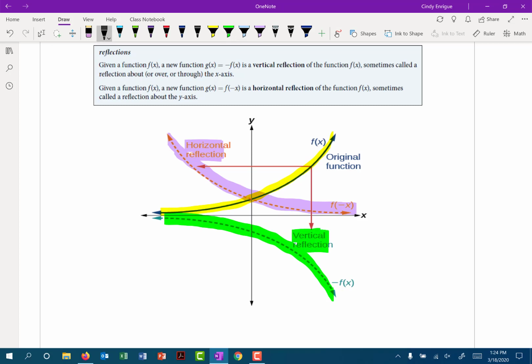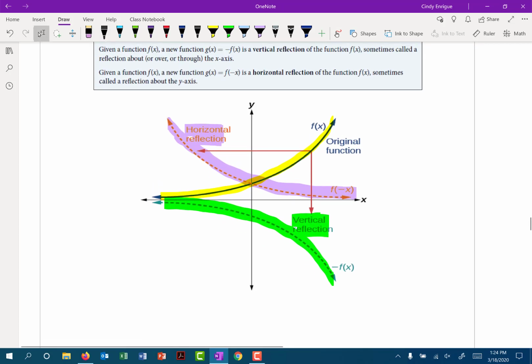And if you're like, wait a minute, what is going on here? Well, it gets reflected across the x or the y axis. So if I have a negative f of x, so the negative is in front of the entire function, then it is going to be reflected across the x-axis. So here is my vertical reflection.